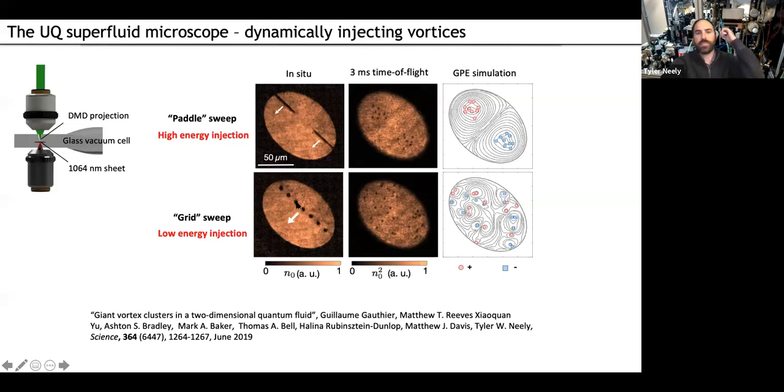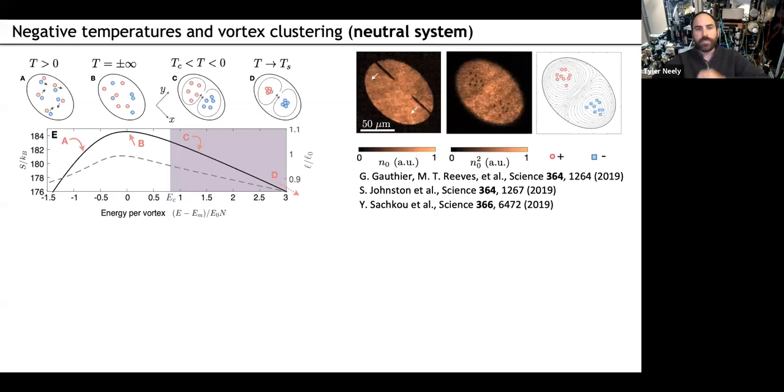Because you have broad control over the shape of the barriers, in this particular example, we also looked at a grid of barriers going across the condensate. The end result is a different configuration of vortices. And so this was our interest in first looking for the high energy states predicted by Onsager in the system, where if we have these paddles going across, it turns out that they make these very nice tight clusters of vortices that are very well separated from each other. If you look at the energy of these from the point vortex perspective, it's very high. And it's sitting out here in this area of the phase space where you have these clusters of vortices at high energy and negative temperature.